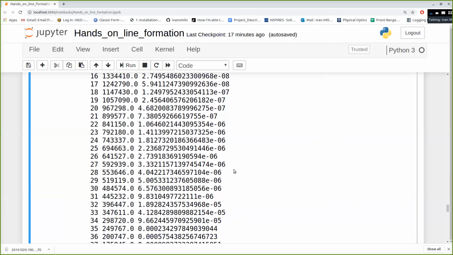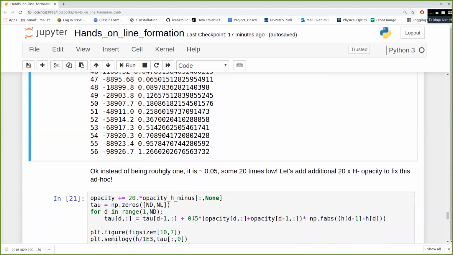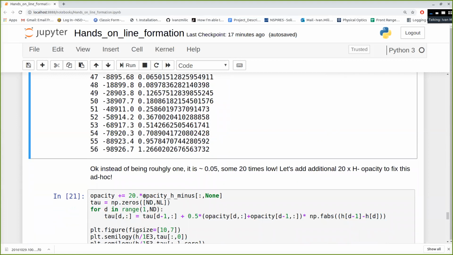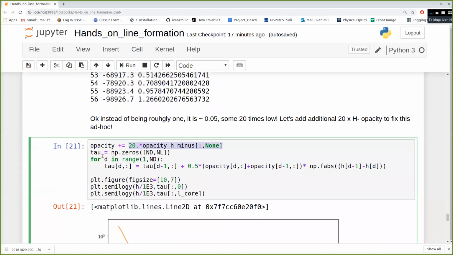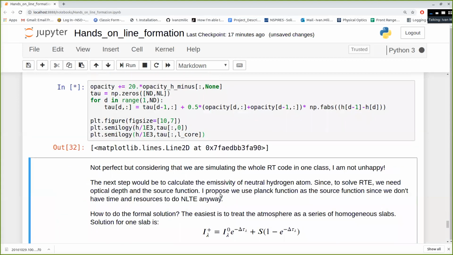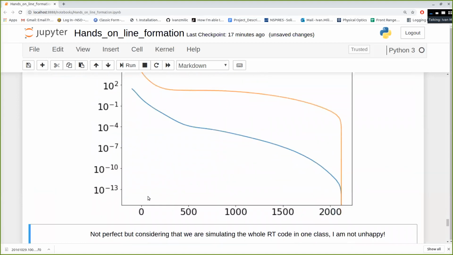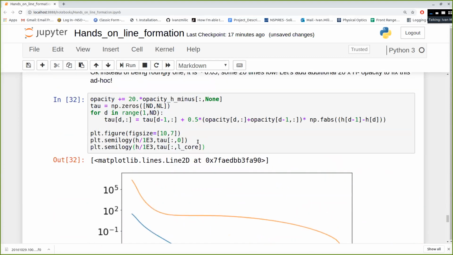So what I'm going to do in the next line is just tweak the opacity. I'm assuming that I'm only accounting for a small fraction of H minus opacity, so I'm tweaking it by a factor of 20 in order to get reasonable continuum opacity. I'm recalculating optical depth once again, and replotting this, and now this looks like it has a little more sense, and really at 0 kilometers I get roughly optical depth of 1. So this is just a very, very hard code tweak just to get reasonable opacity in the continuum.